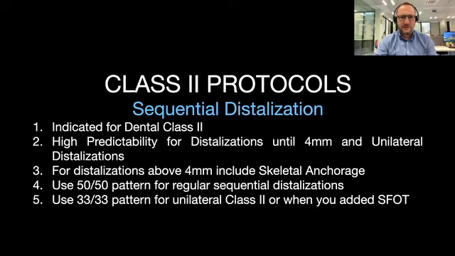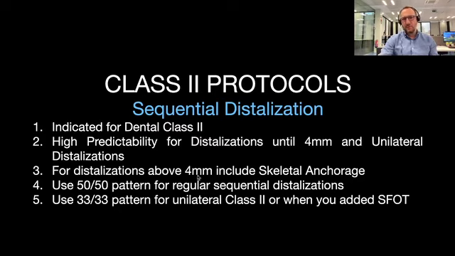So for these cases that we need to do distalizations for class 2, sequential distalization is very welcome. We can have good predictability; it's very good for distalization up to 4 millimeters, and also for unilateral distalizations. When we have more than 4 millimeters, it's time for us to think about adjunct therapies, more than just this strategy, more than just using elastics. We need to think about using skeletal anchorage or even some more drastic solutions with SFOT or also with surgeries.